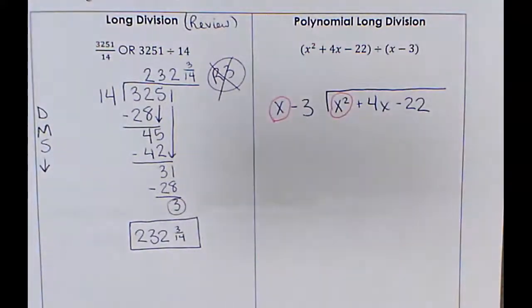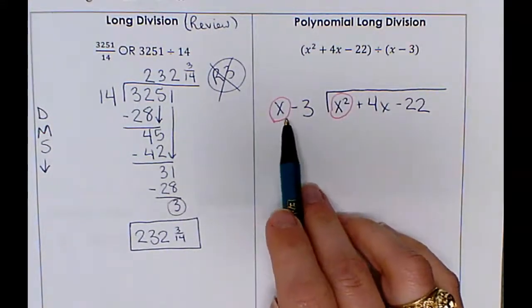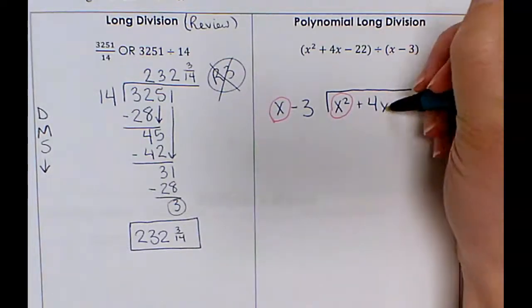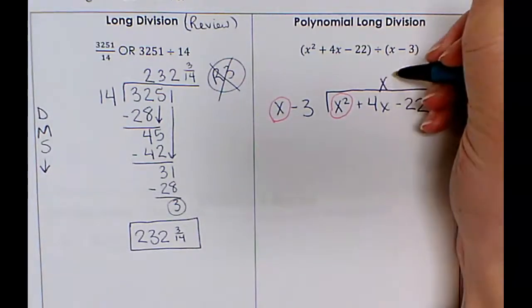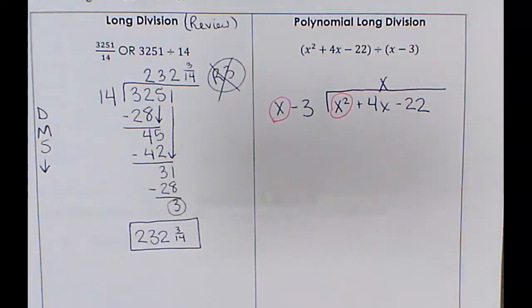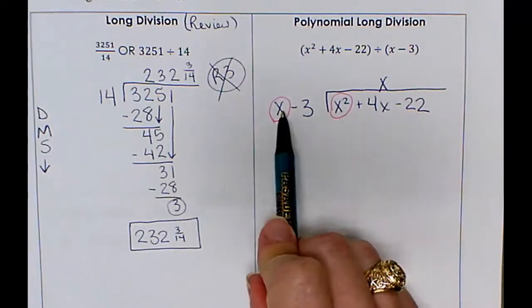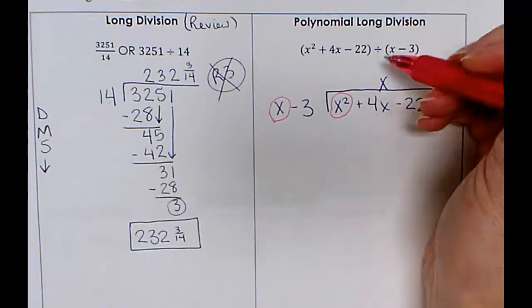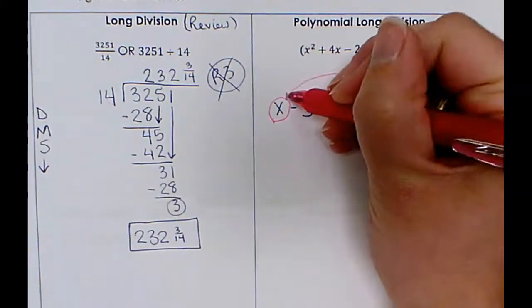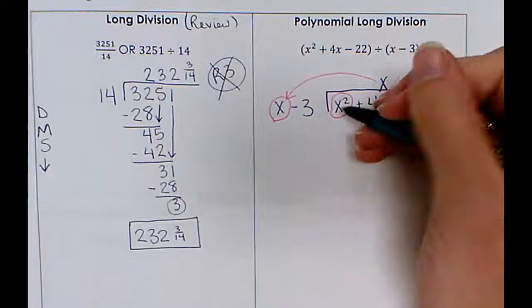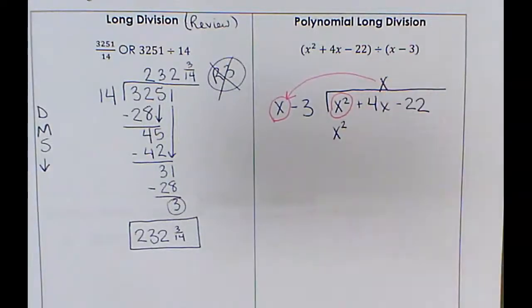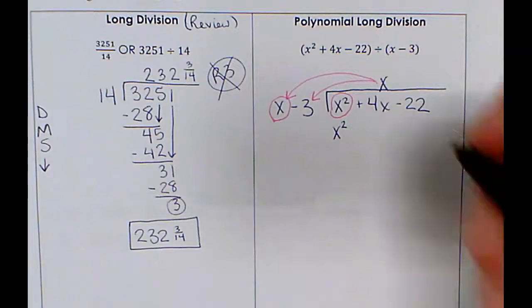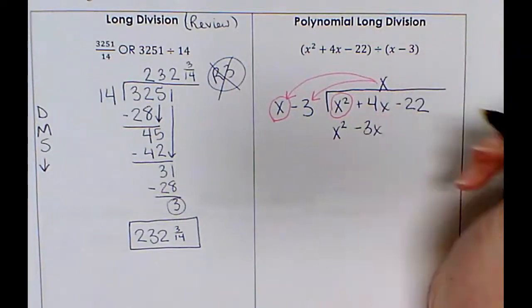What is x squared divided by x? The answer is x, and I'm going to put it on top of the x term. I'd like to keep my exponents the same in a column. So if I divide x squared by x, I get x. Now, I have to multiply x by x and get x squared. But I also need to multiply x by negative 3 and get negative 3x.